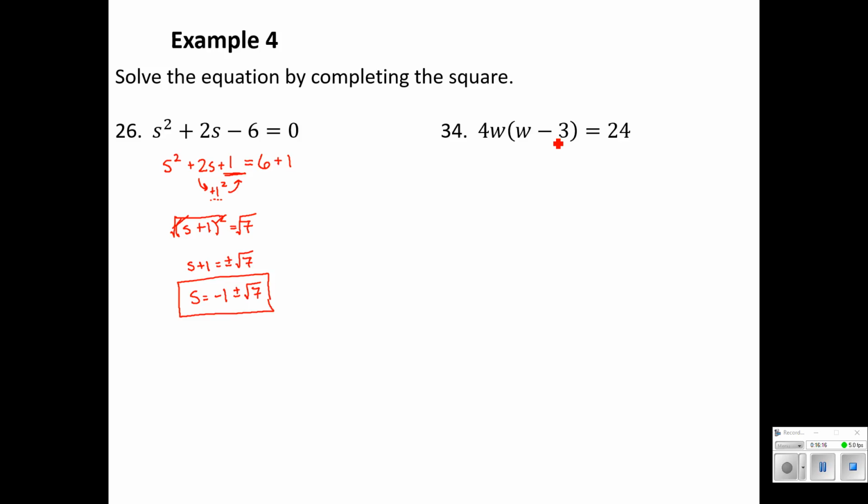Okay, let's look at 34. Here we don't even have our squared term and our regular variable term. We do have our constant moved over to the right-hand side, which is nice. So we got 4w squared minus 12w, that's just distributing this 4w, and that equals 24. And I don't like this 4 out front, and that makes the work much more difficult to handle.